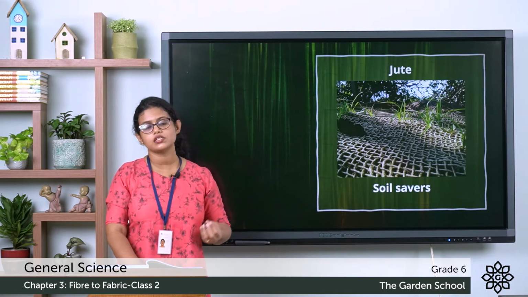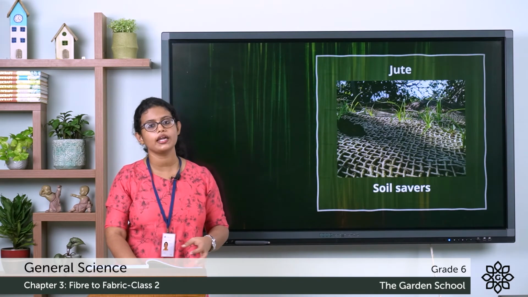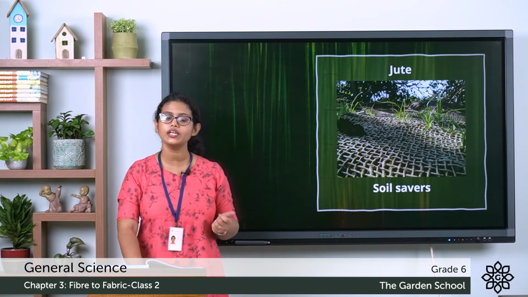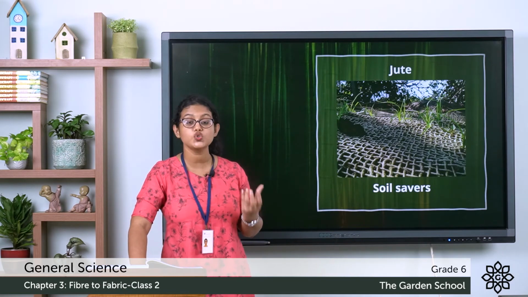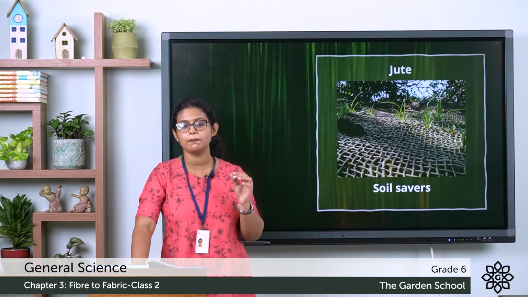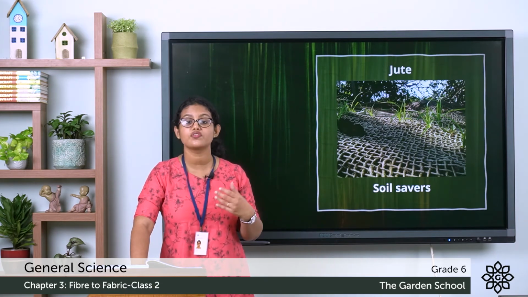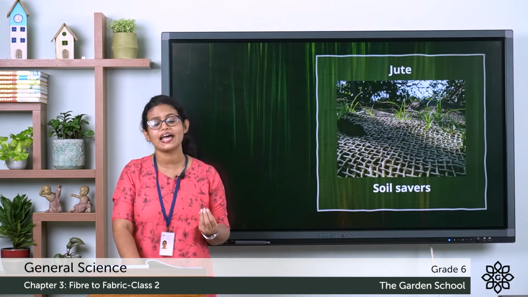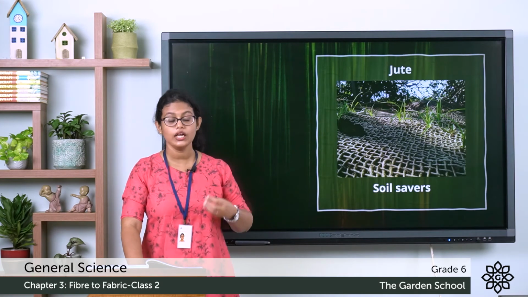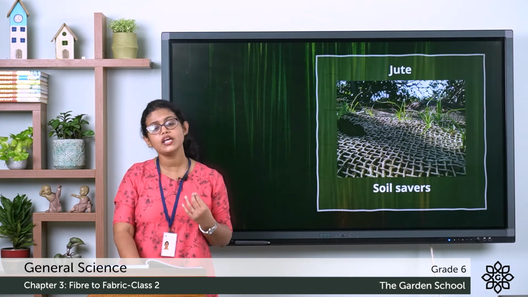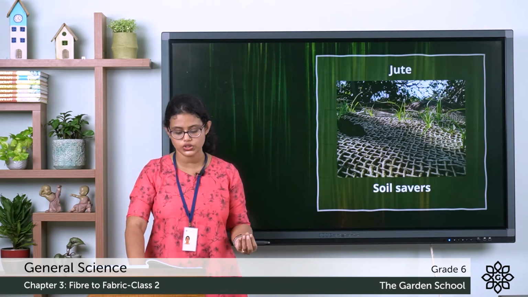So the barren land gets easily eroded by the strong wind and flowing water. And these jute mats protect the barren soil and the newly seeded areas from the strong wind and the flowing water. Here the mats allow enough time for the natural vegetation to grow.